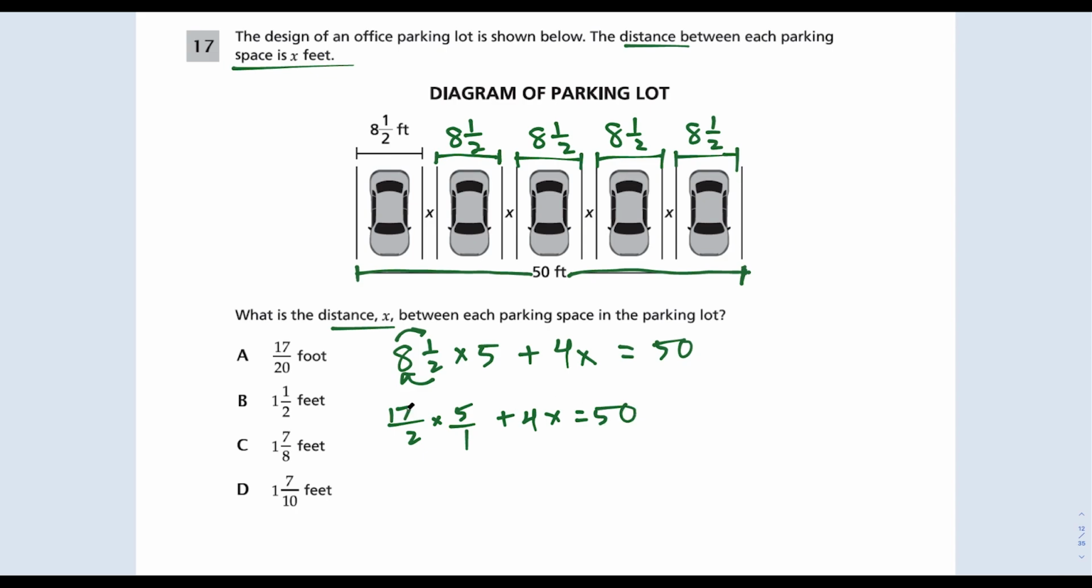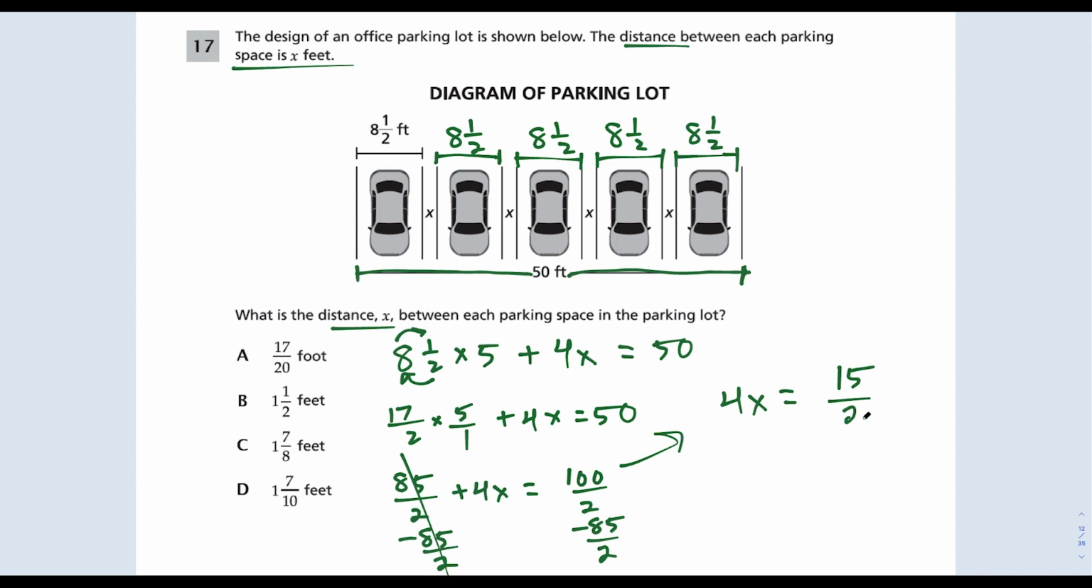So now we just have to simplify. 17 times 5 is going to give us 85, and we're dividing by 2, and we have plus 4x is equal to 50. And this I could just go ahead and call 100 divided by 2. And the reason I'm doing this is so that when we subtract 85 over 2 on both sides, notice now that we have common denominators, so we could simplify things nicely. So this is going to cancel out here, and I'll write the result over here. We have 4x equals, and when we do 100 minus 85, that's 15, and we're over 2 like this.